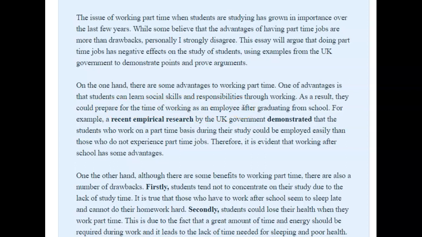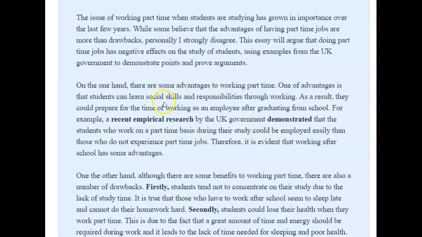For example, a recent empirical research, I don't like A here with research, it's uncountable, by the UK government demonstrated that the students who work on a part-time basis during their study could be employed more easily, you need a comparison word here, more, than those who do not experience part-time jobs. Therefore, it is evident that working after school has some advantages. All right, great.